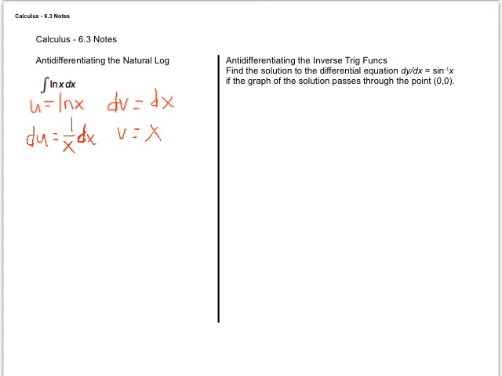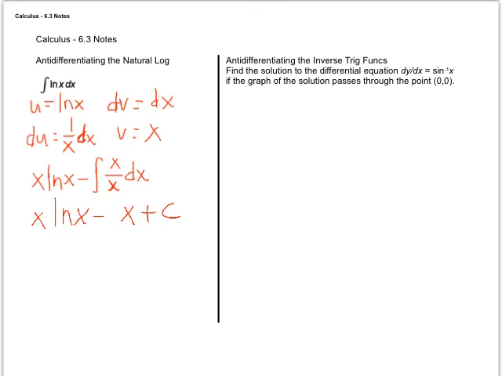So when I do my by parts now, I'm going to have x natural log x minus the integral of x over x dx. And this whole guy right here is just 1. x divided by x is just 1. So I end up with x natural log x minus x plus c. So just kind of interesting, and that's the rule. That's how it breaks out.